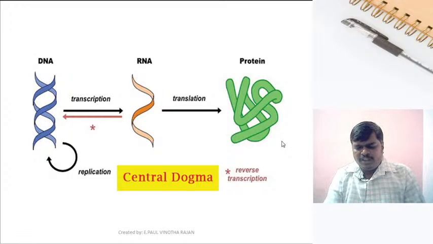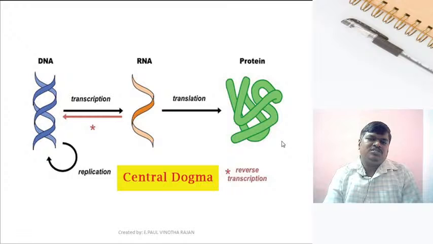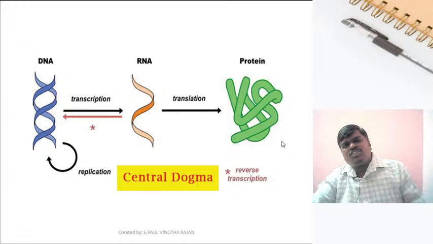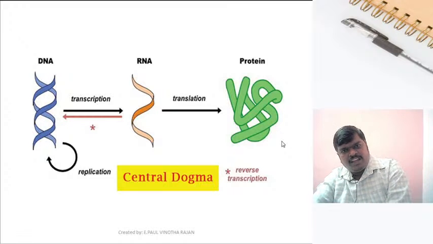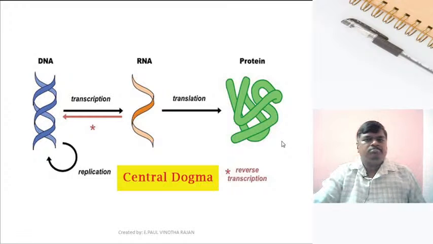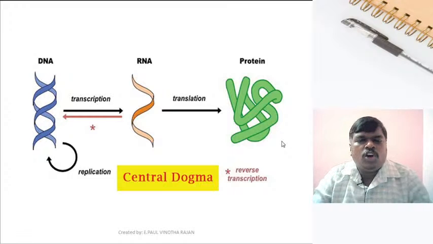Sometimes they'll ask in board exams or school exams to write about the central dogma of biology, where you have to write: DNA undergoes a process called replication and forms DNA. DNA undergoes a process called transcription and forms mRNA. mRNA undergoes a process called translation and forms protein. This is the central dogma.